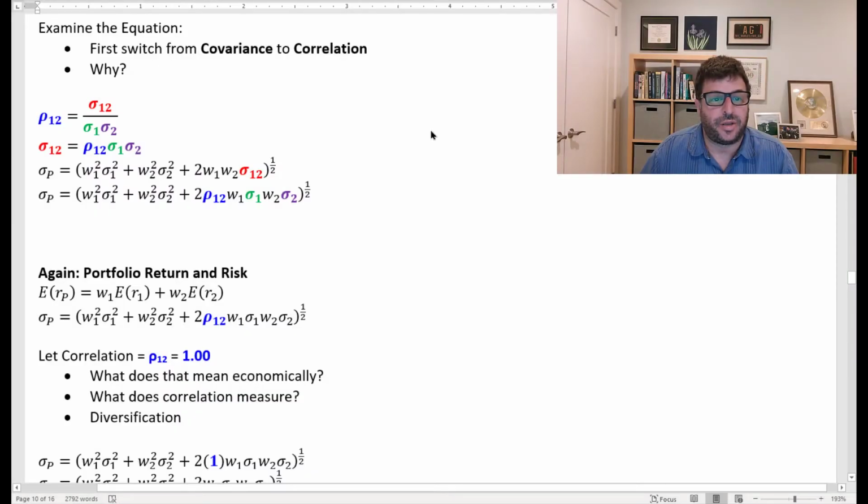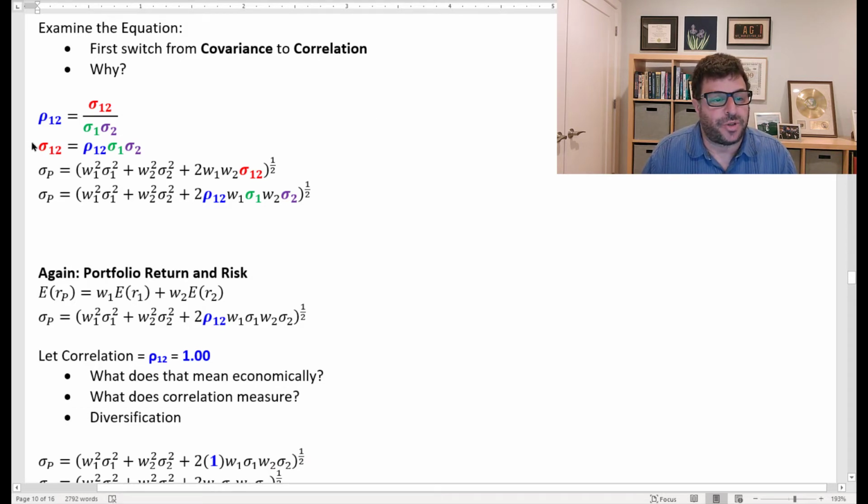Let's examine the risk equation, the portfolio variance and portfolio standard deviation equation. And the first thing we're going to do is switch from covariance to correlation. The reason we're going to do that, even though it's slightly easier to compute this with covariance, is that the correlation is far easier to understand and to interpret. Remember that with the covariance, it's difficult to interpret the magnitude, and the correlation, remember, is a value between -1 and +1, so it's much easier to interpret this value.